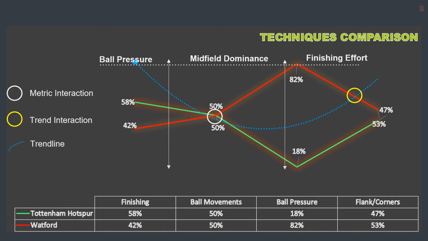Watford has been recognized as having a trend advantage in the finishing effort area, which allows them to perform better in terms of scoring opportunities as a result of their overall tactical arrangement. Metric interaction implies that both teams would want to stamp their authority on the midfield dominant zone in order to dominate ball distribution and game rhythm.